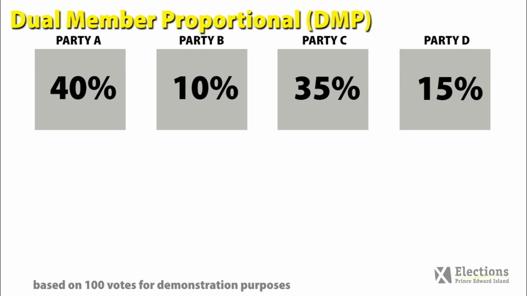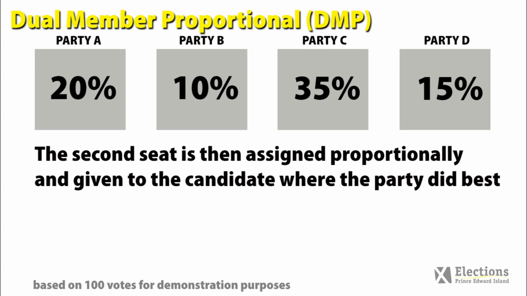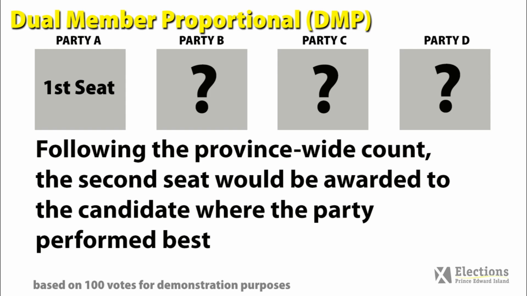The second seat is assigned proportionally and given to the candidate where the party did best. Since Party A already has won their first seat, their percentage of support would be reduced by 50%. Therefore, in this example, they would have 20% support. So the second seat would then be awarded to the candidate where the party performed best.